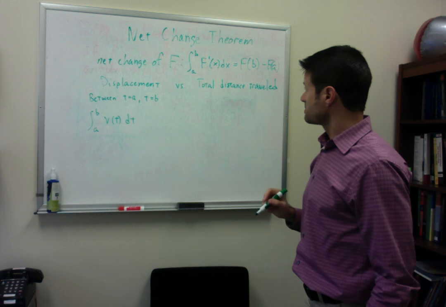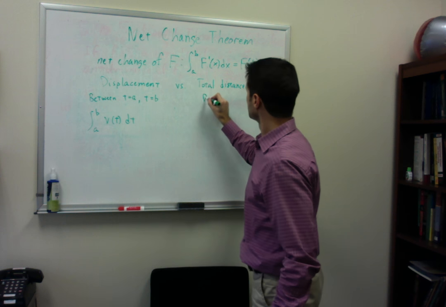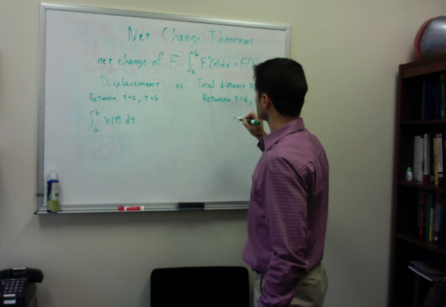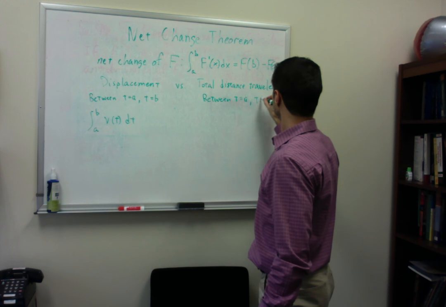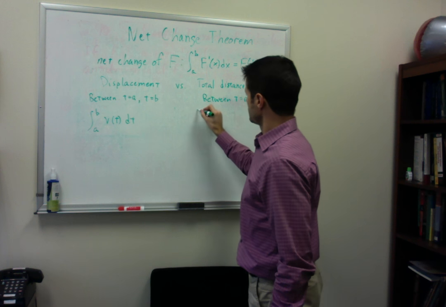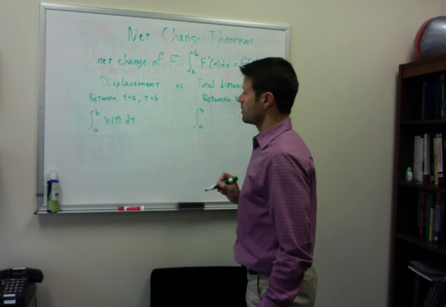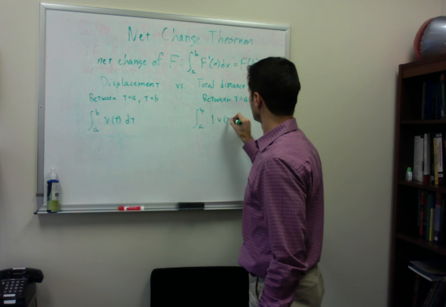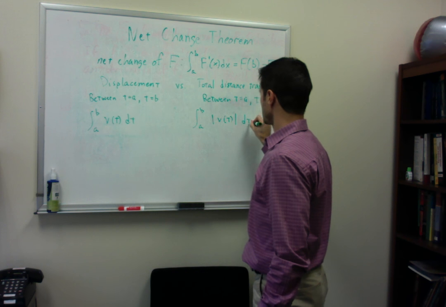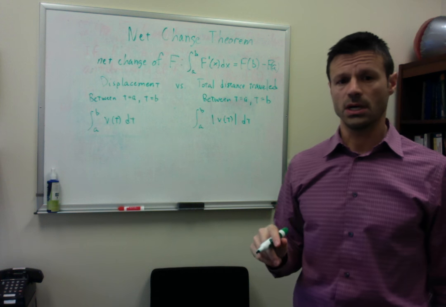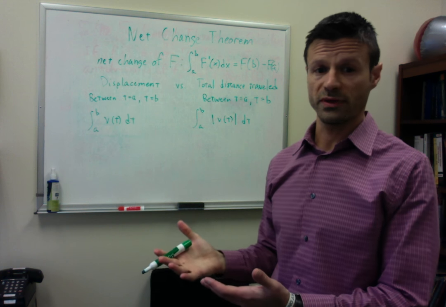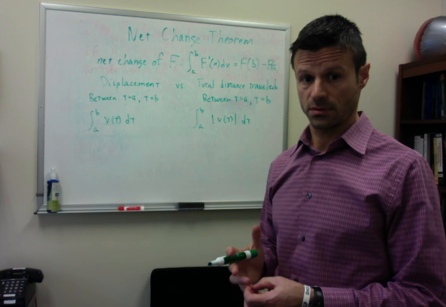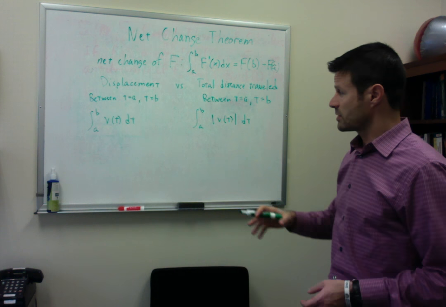For total distance traveled between time t equals a and t equals b, it is related, but what we have to do with the velocity function is take the absolute value. Taking the absolute value means that if the particle is moving to the left, that distance is considered positive. So note the difference between these two.